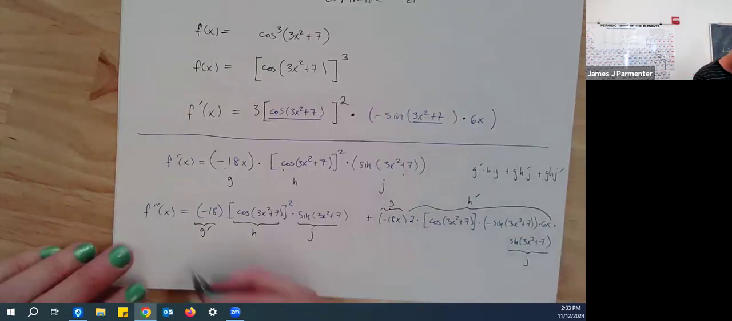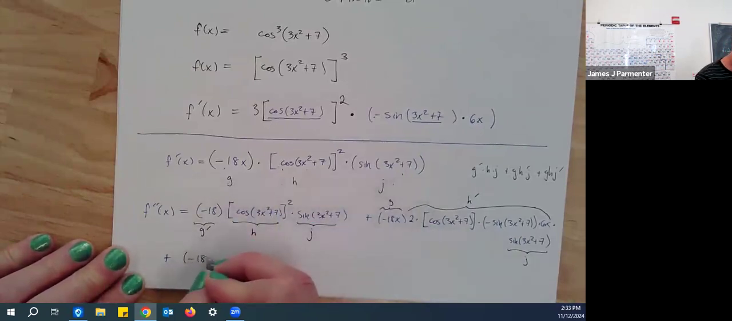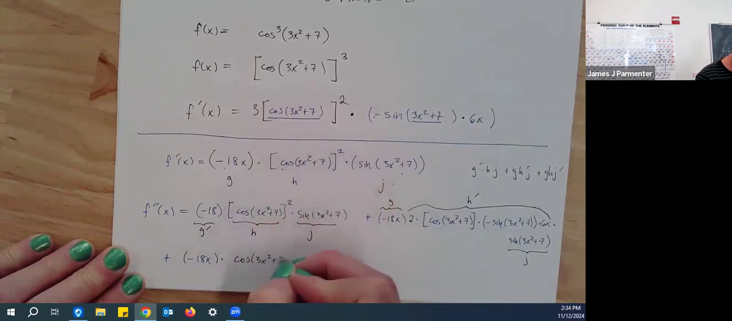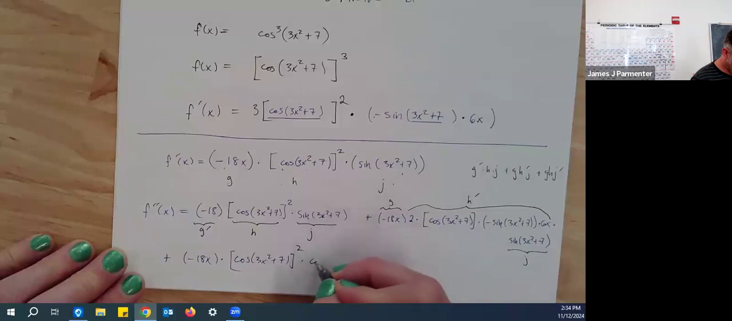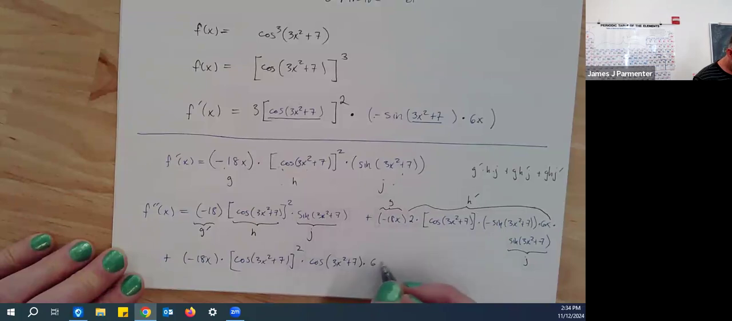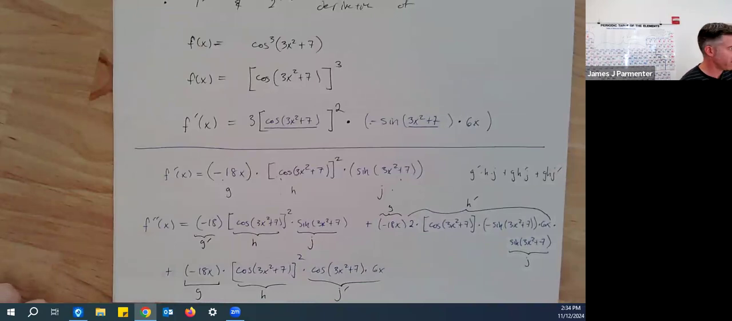Finally, the last part here, G times H times J prime, so negative 18x times this cosine of 3x squared plus 7, squared, times the derivative of J. So the derivative of sine of some stuff is going to be cosine of the stuff times the derivative of the inside stuff. Wow, it's pretty gross. Like really gross. I'm not gonna lie.